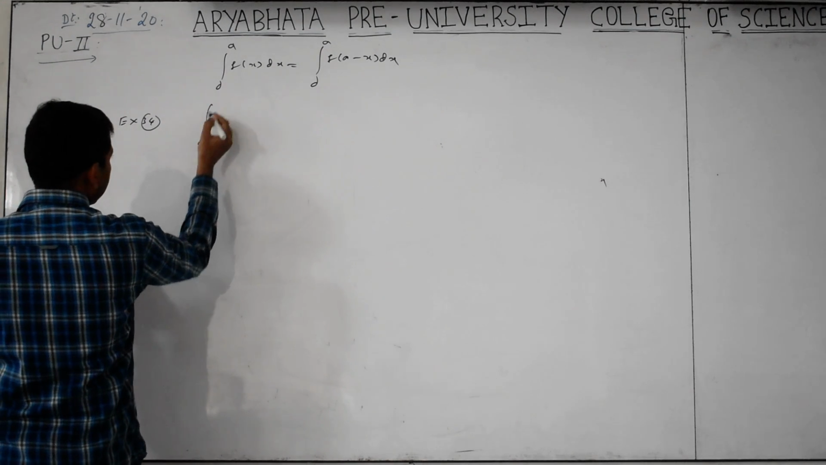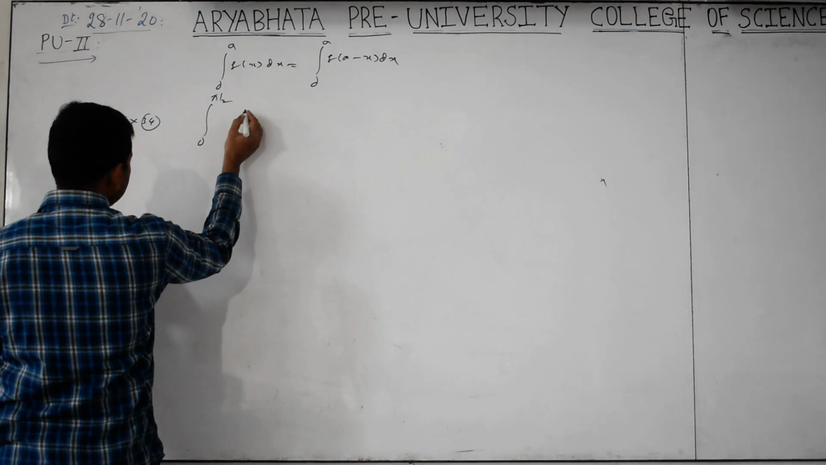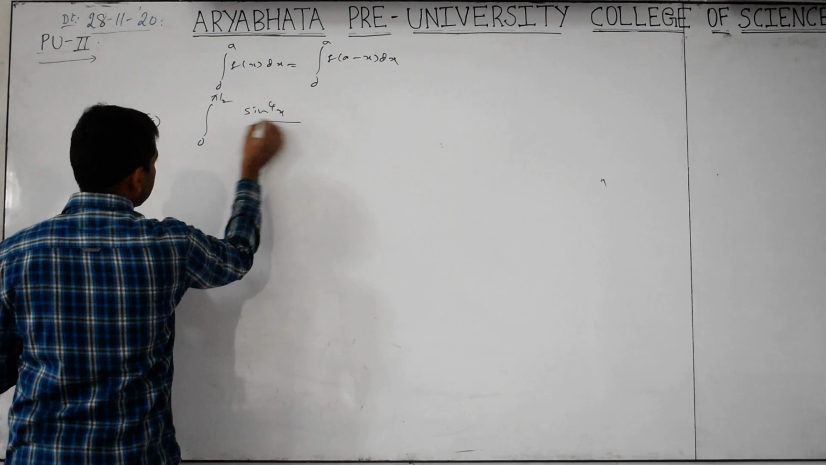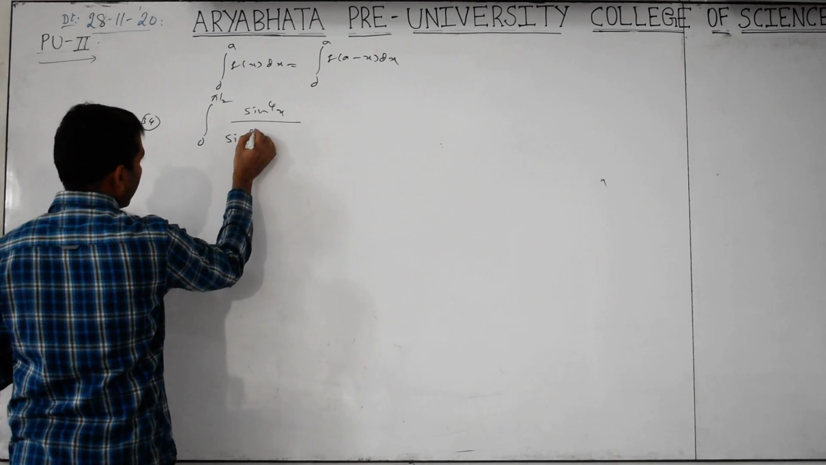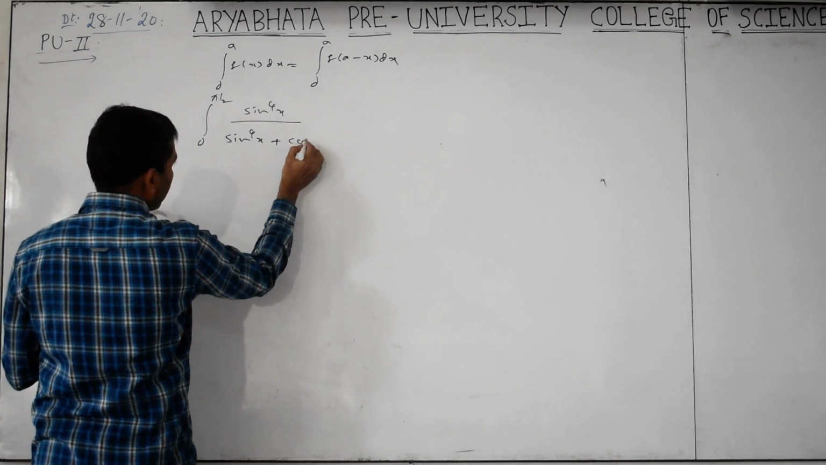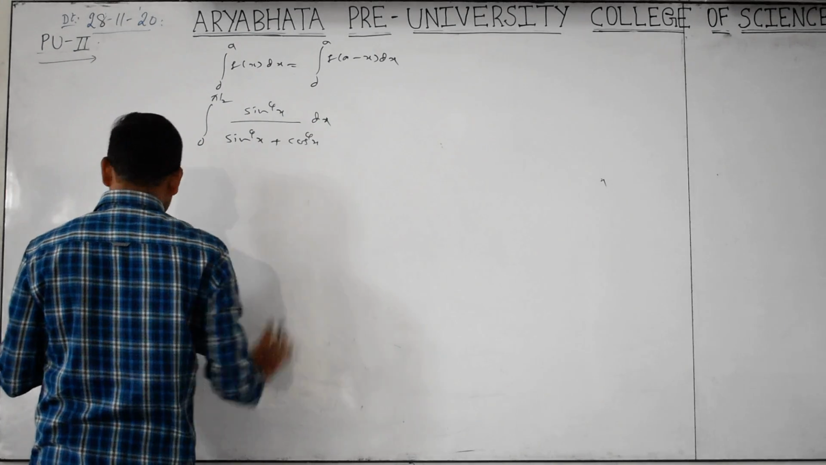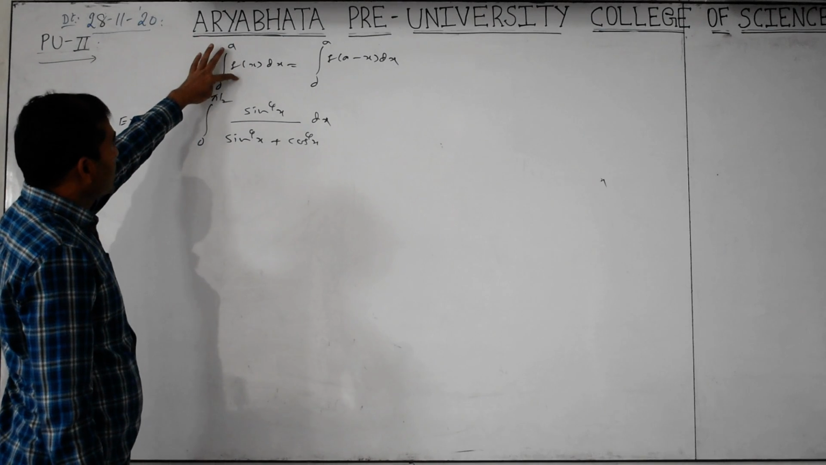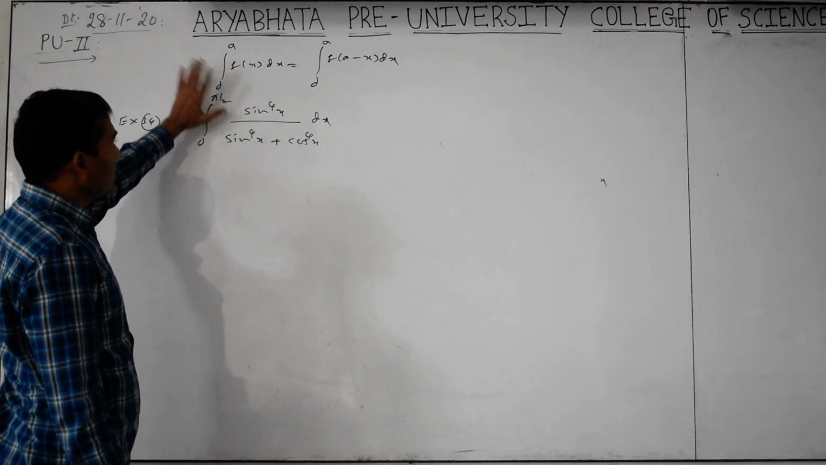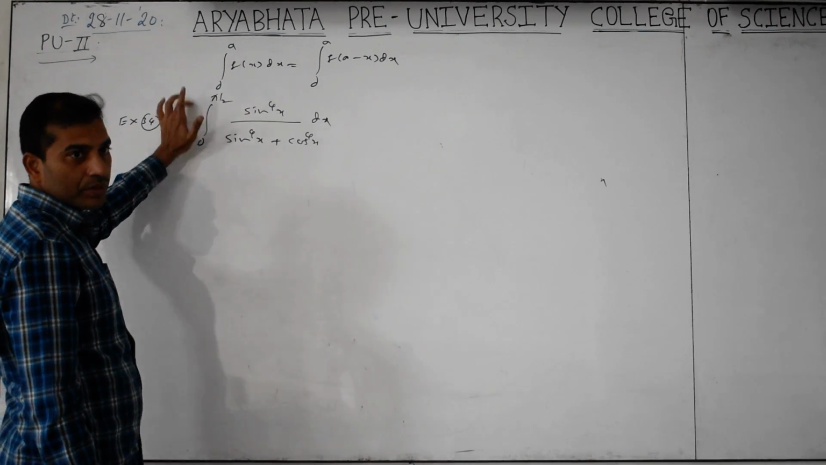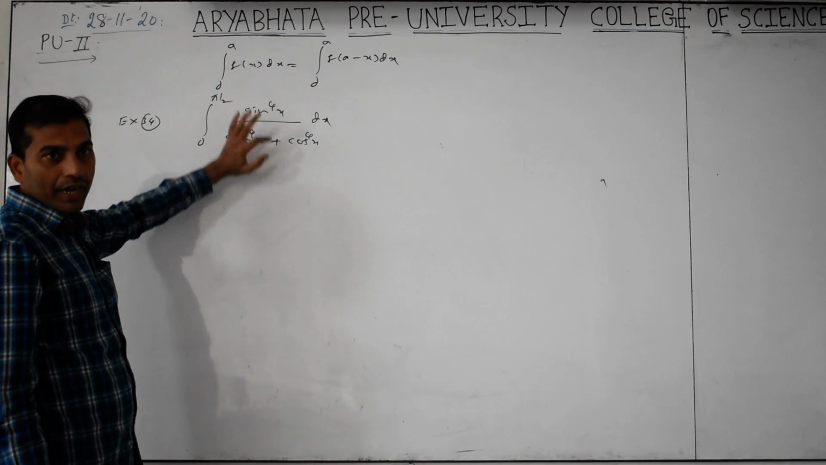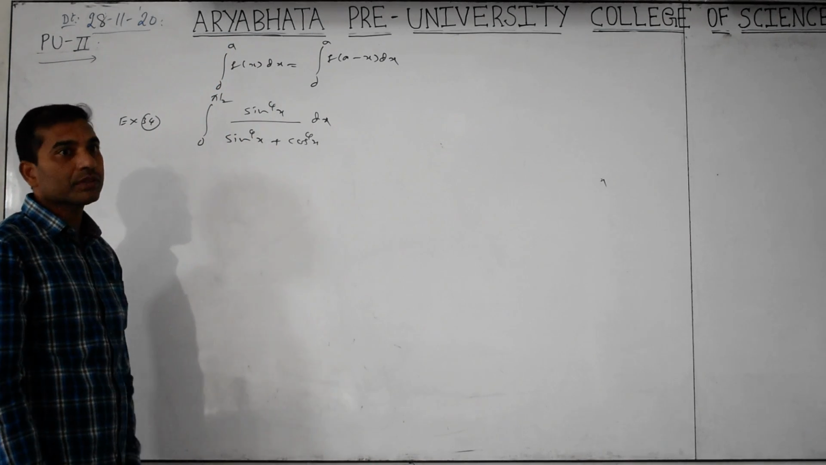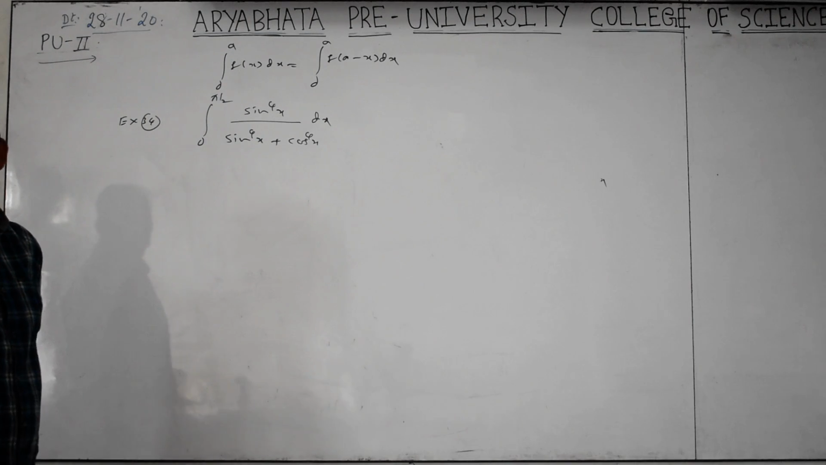Example 34. Evaluate integration 0 to pi by 2 of sin power 4x by sin power 4x plus cos power 4x dx. Prove this, hence evaluate this one. Total is 4 plus 2, a 6 marks question. Proving this is 2 marks and solving this problem is 4 marks. Total 6 marks. It is asked many times.